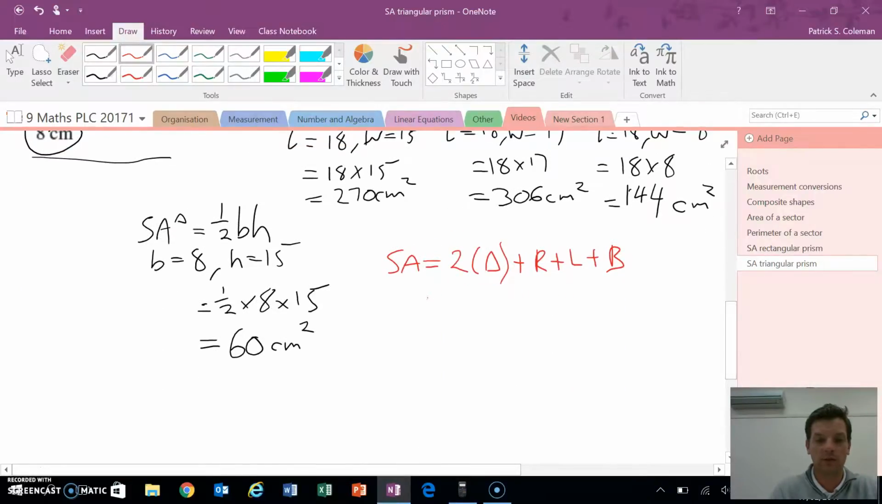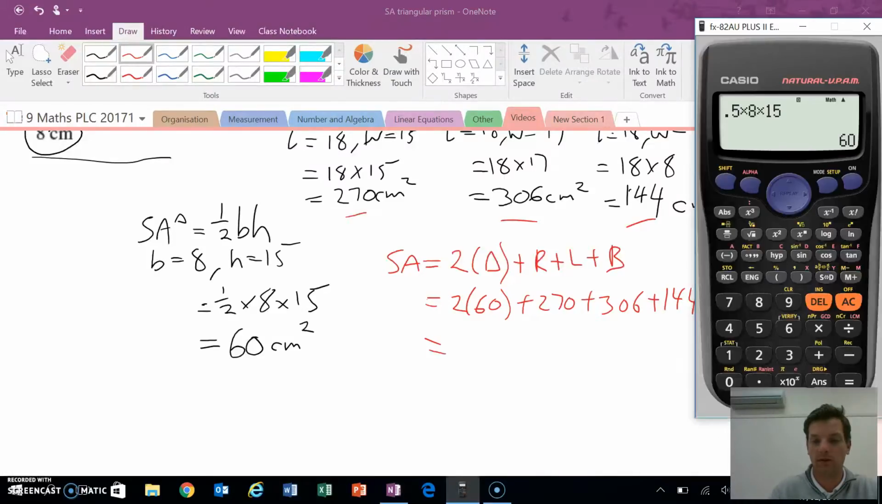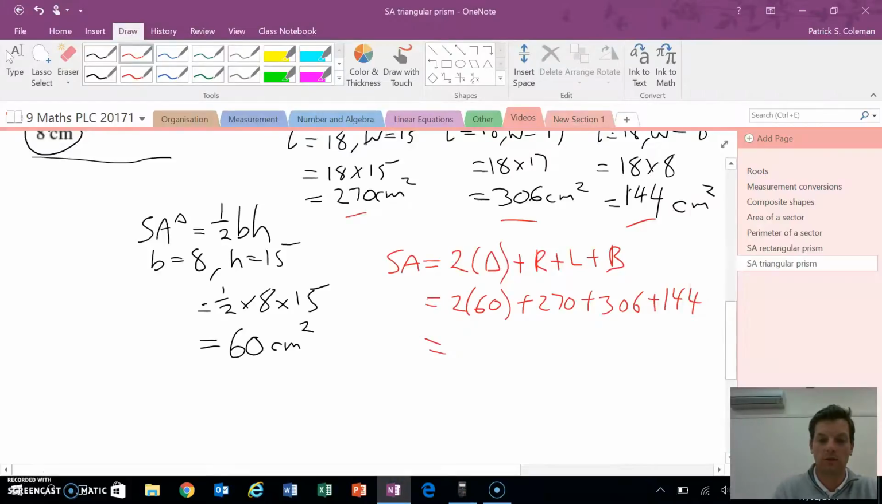So we've got all the values for these, so we can put them in. 2 by 60 plus R, which was 270, plus L, which was 306, plus our base, which was 144. We'll just pop it straight into our calculator. So 2 by 60 plus 270 plus 306 plus 144. We end up with a total answer of 840, remembering our units, centimetres squared.